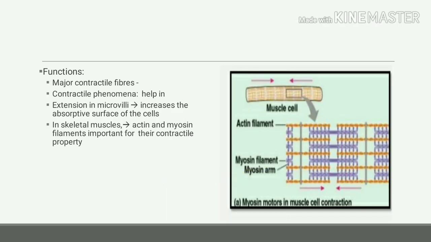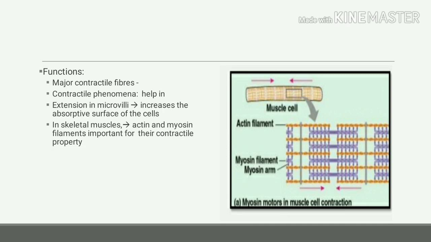So now, functions of microfilaments. Number one, they are the major contractile fibers and therefore they help in the change of shape of the cell, as well as in the movement of the cell. Second function, they have a contractile mechanism, and this contractile phenomenon is important for phagocytosis, for transport, and for secretion, where cell contents are secreted. It is also important for the contraction of the cell, discharge of the contents, and for the movements of the secretory granules.